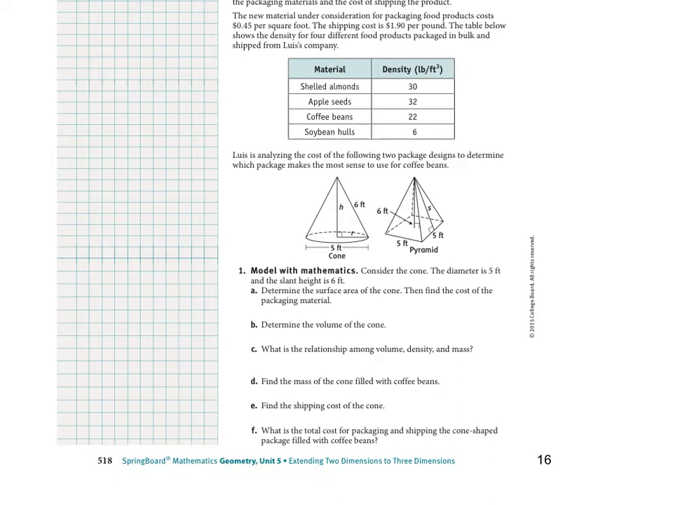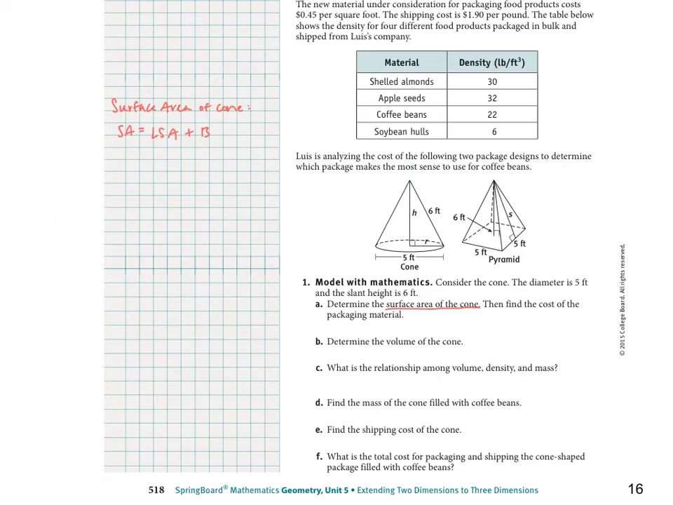Now let's start looking at what the questions are asking us to do with this information. We're going to look at the cone first. It says the diameter, we know what that is, and the slant height, perfect. It wants us to determine the surface area of that cone, and then find the cost of the packaging material. Off to the side, I wrote down the surface area formula for a cone, which consists of the lateral surface area, the surface around the cone, plus the area of the base.